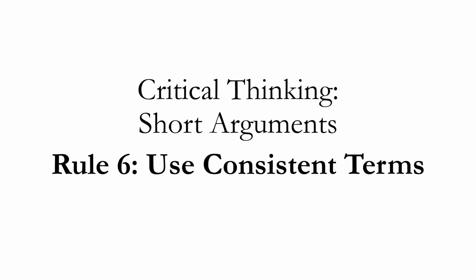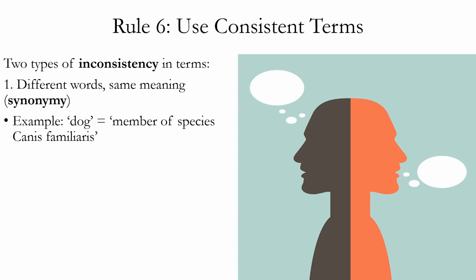Critical Thinking Rule 6. Use consistent terms. Rule 6 is about using the same terms to refer to the same ideas. There's actually two different types of inconsistency that it's good to avoid in arguments.